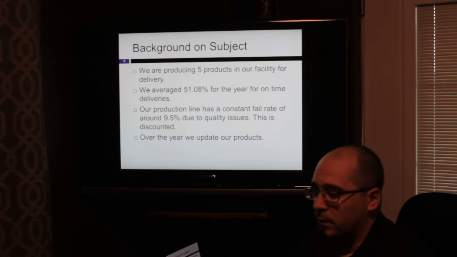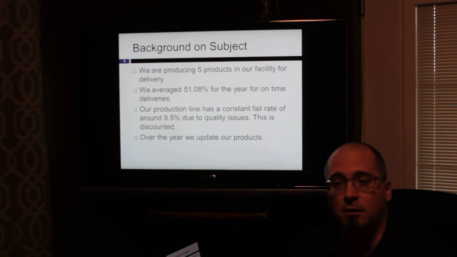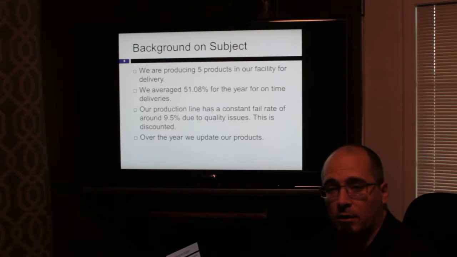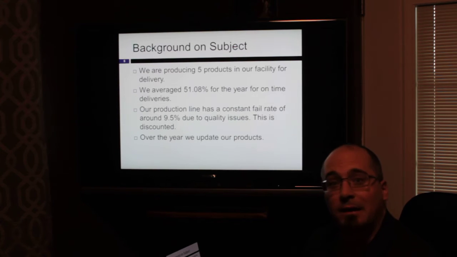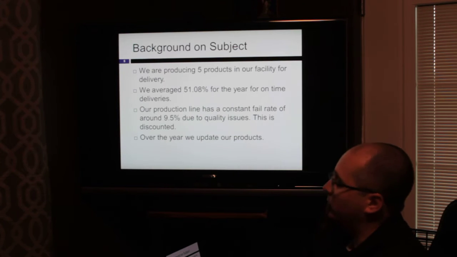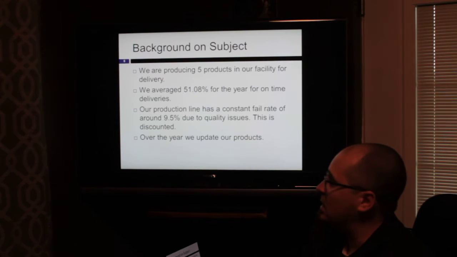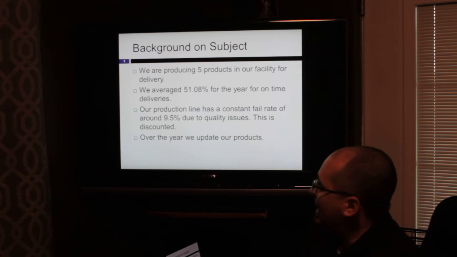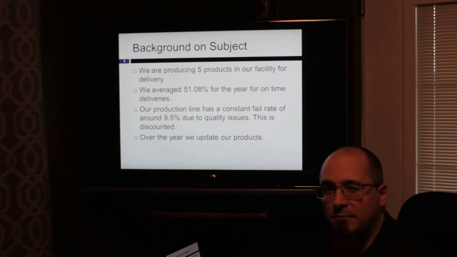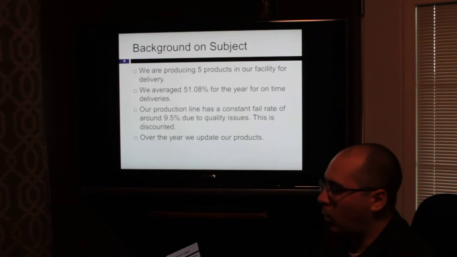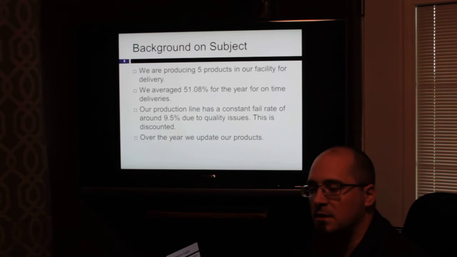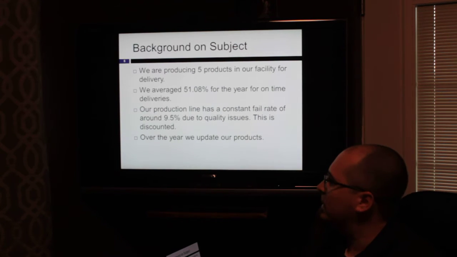A little background on what we're doing in the facility. We're producing 5 different products, and we have to get them delivered on time. Right now we are barely 50% on time, 51% on average. We also have a production line with a constant fail rate of around 9.5% on average for quality. That's a given with our 5 products, so that's discounted from the very beginning.